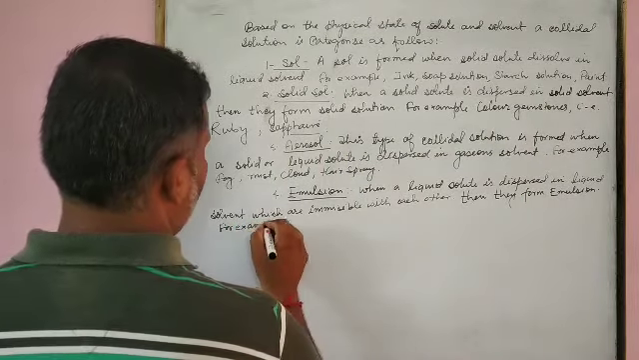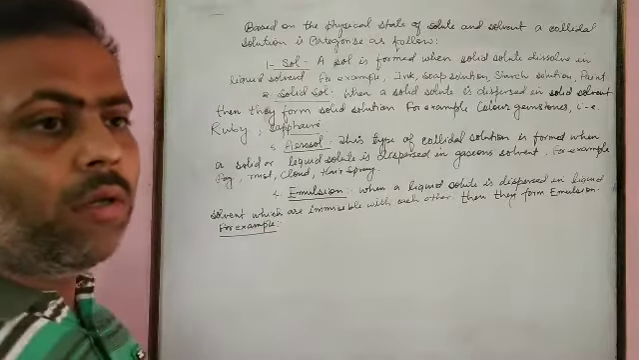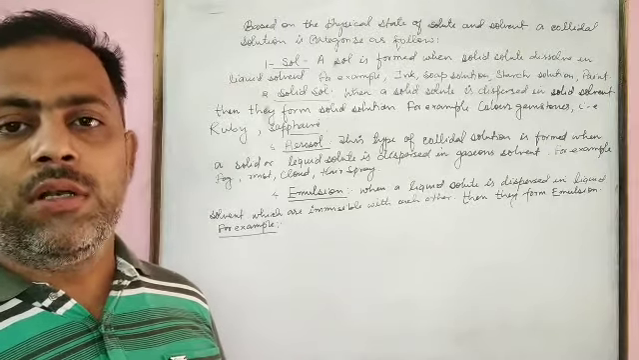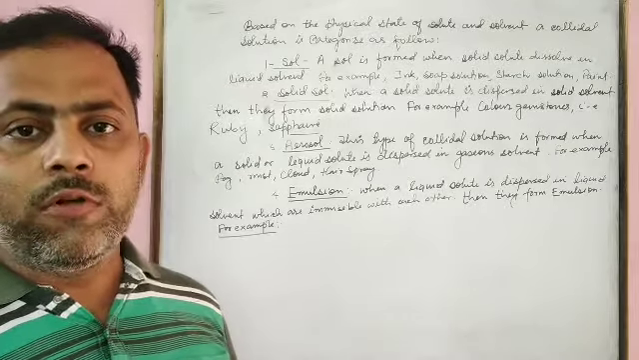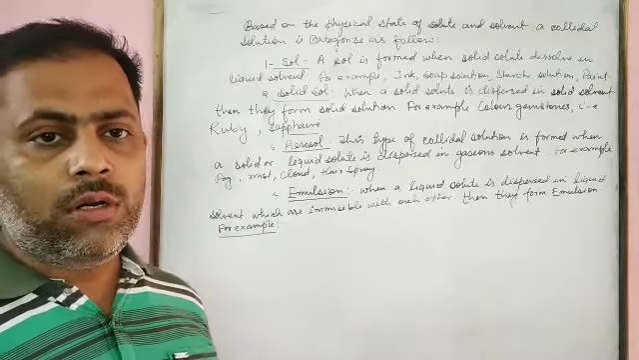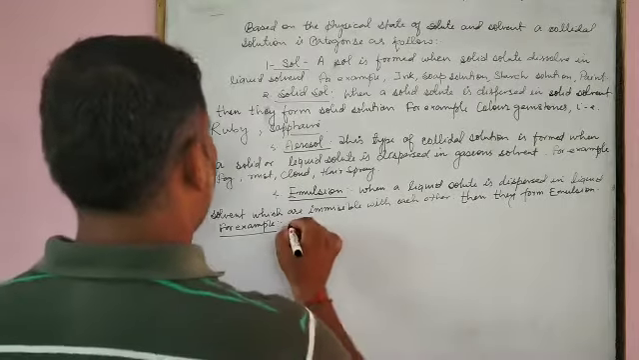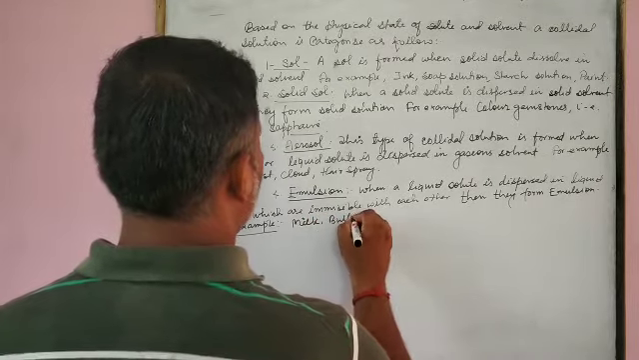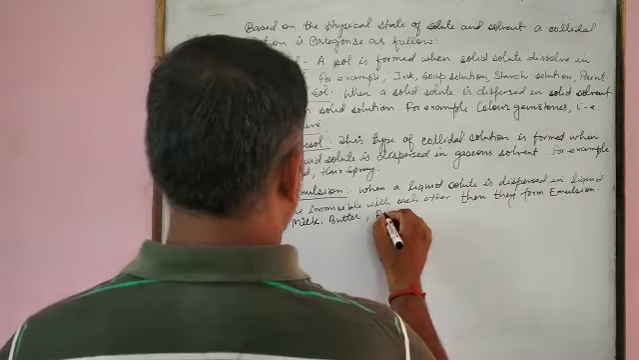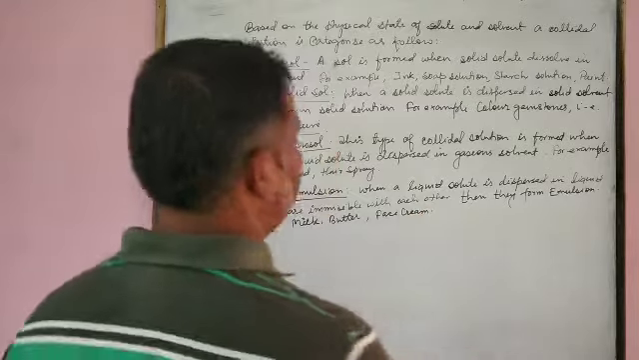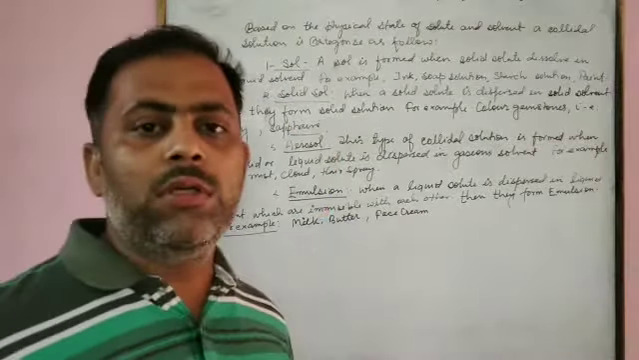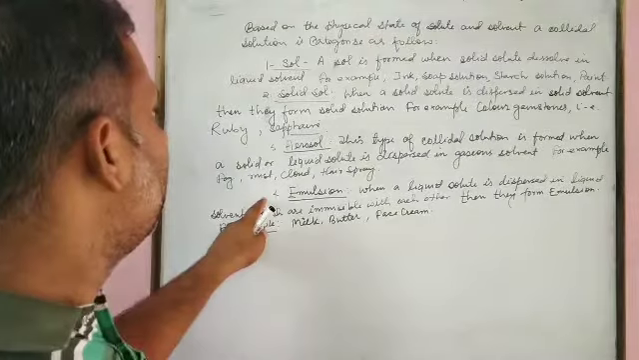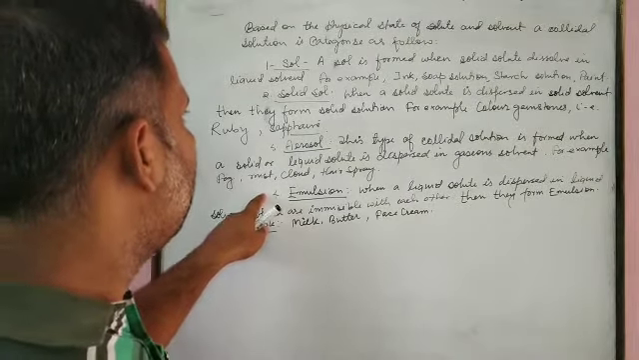For example, we have milk, in which the fat is dispersed in water. These two are immiscible. We know fat is an oil which is dispersed in water. It forms emulsion. The first one we have, milk, butter, the next one, face cream. These are the example of emulsion in which a liquid solute is dispersed in liquid solvent which are immiscible with each other. To the next, we will discuss the foam.